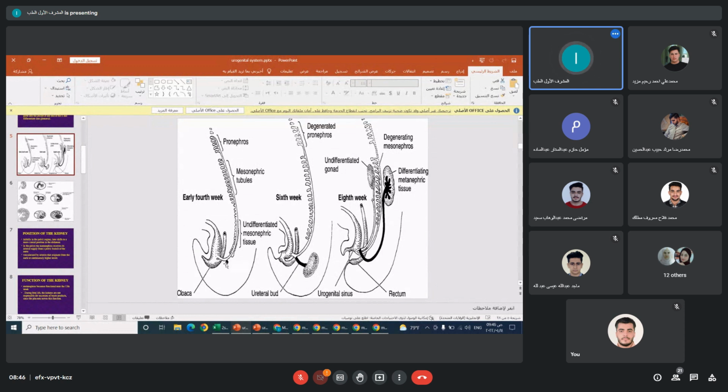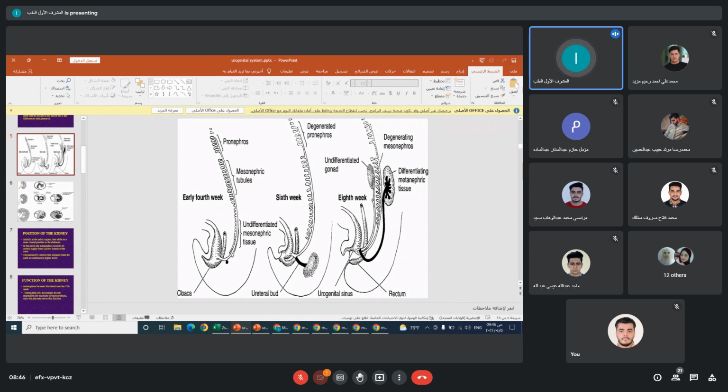The collecting system: this is the ureteric bud, which originates from the structure called the mesonephric duct. So the ureteric bud originates from the mesonephric duct near its entrance to the cloaca. This is the cloaca, so this is the ureteric bud. This ureteric bud goes cranially, starts to penetrate the metanephric tissue here, and then divides, like this, and will form the renal pelvis, then the calyces, and then 1 to 3 million collecting ducts.